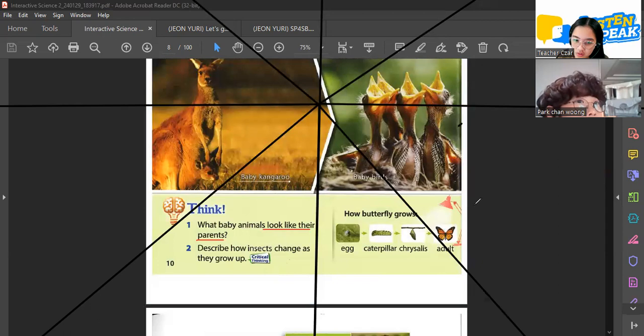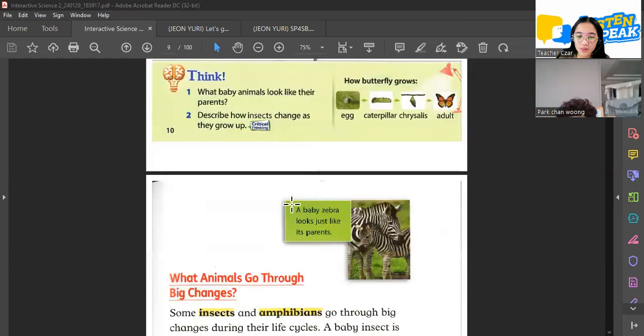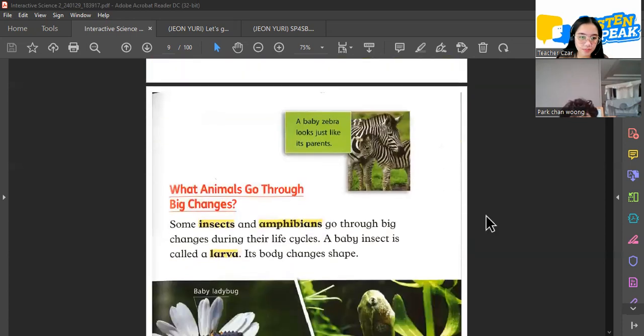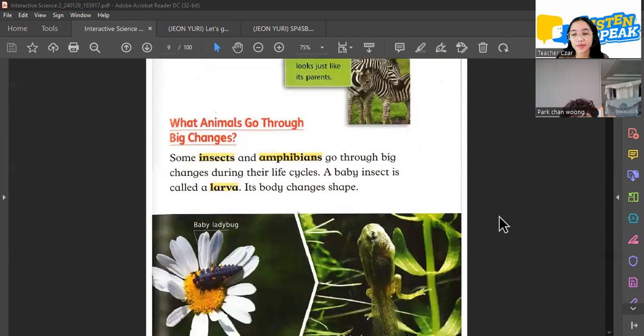So how does a butterfly grow? A butterfly grows from an egg, and this egg will become a caterpillar, and next, the caterpillar will become a chrysalis and an adult butterfly. This one is also called a larva. Now, we will be moving on with the next. But before that, do you have any more questions about this? In case you don't have any more questions, let's move on with the next. Here is another one, which we are going to talk about: what animals go through big changes?